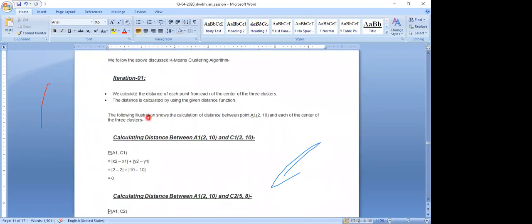So 2, 10 is your first point and your cluster 1 center. For that, we are using the Manhattan distance formula: mod of x2 minus x1 plus mod of y2 minus y1. So 2 minus 2, 10 minus 10, the value for the first cluster is 0. Next, we choose the second cluster center, 5, 8. So C2 is the other cluster.